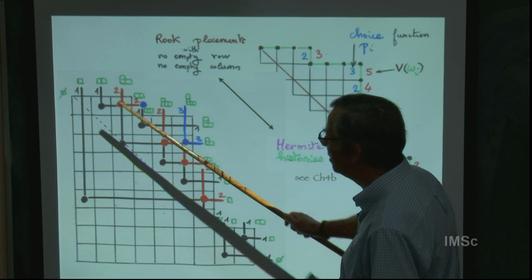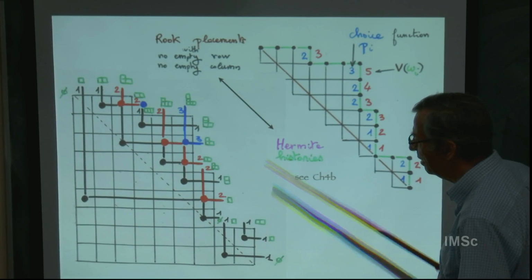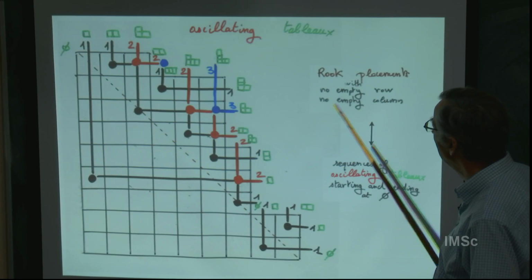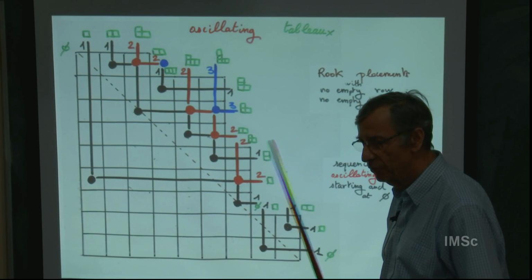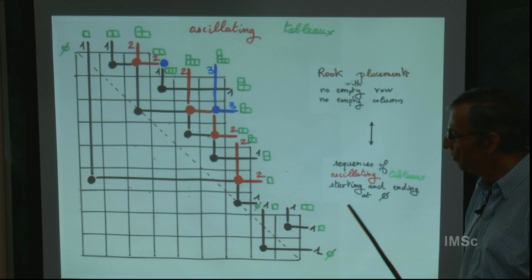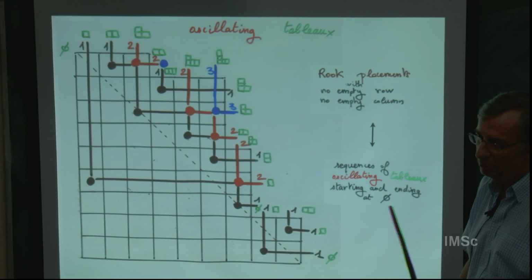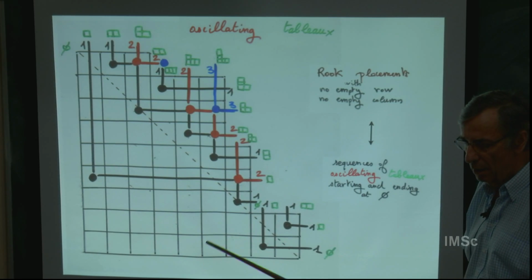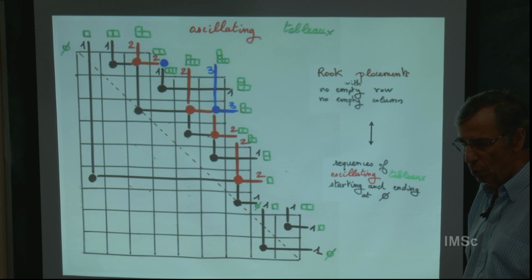No. What I claim is that this green sequence is going to be in bijection with a rook placement satisfying this condition. I take the Ferrers diagrams which come from a local algorithm, so I have Ferrers diagrams at every corner, and now I take a path which may cross the diagonal. Then that sequence, you're saying, is not a sequence of oscillating tableau.